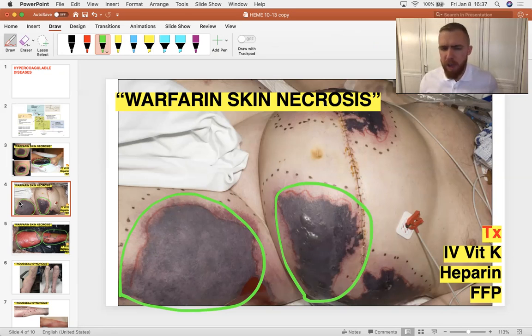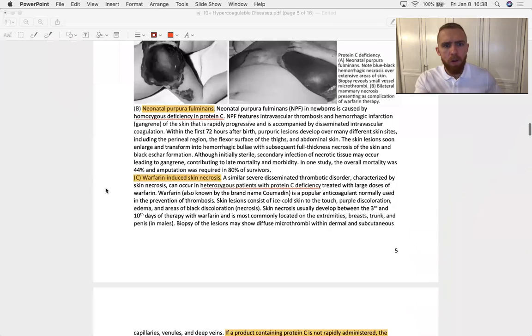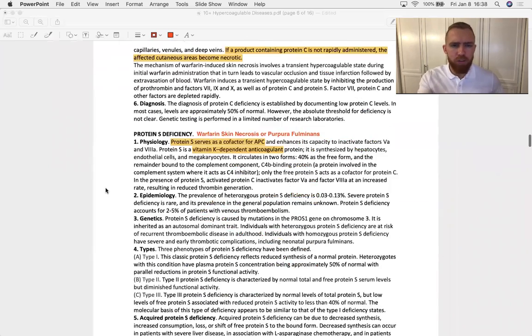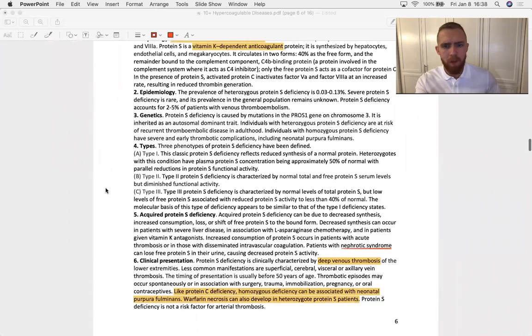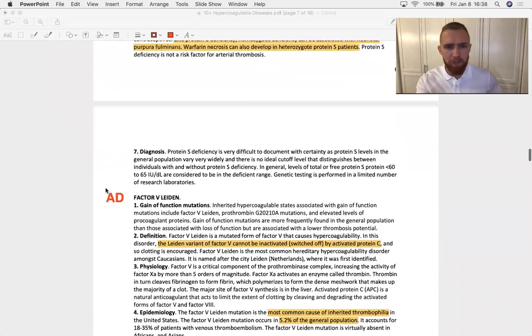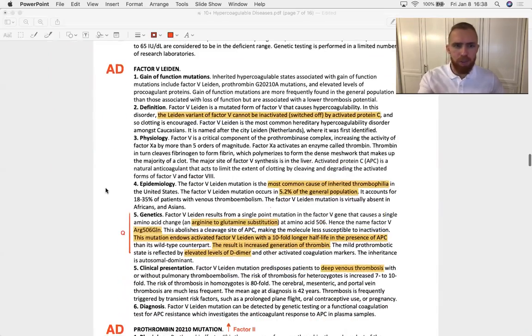Other good treatments that I've glanced at are going to be like factor 10 inhibitors, like rivaroxaban is an example of that. And just other things that anticoagulate in general. This is, if there's ever a time to use more than one anticoagulant, this is it. So that's warfarin skin necrosis, can be due to a protein C or a protein S deficiency. So I'm going to skip over protein S because it's basically the same thing as a protein C deficiency.